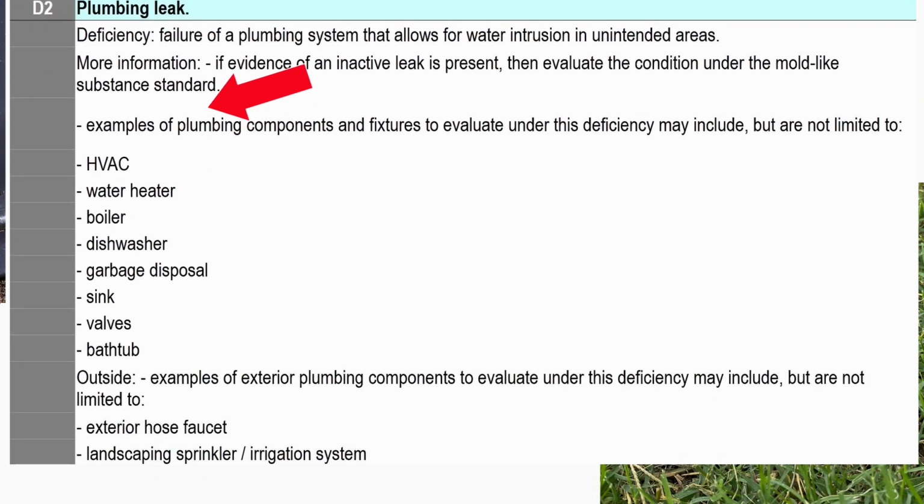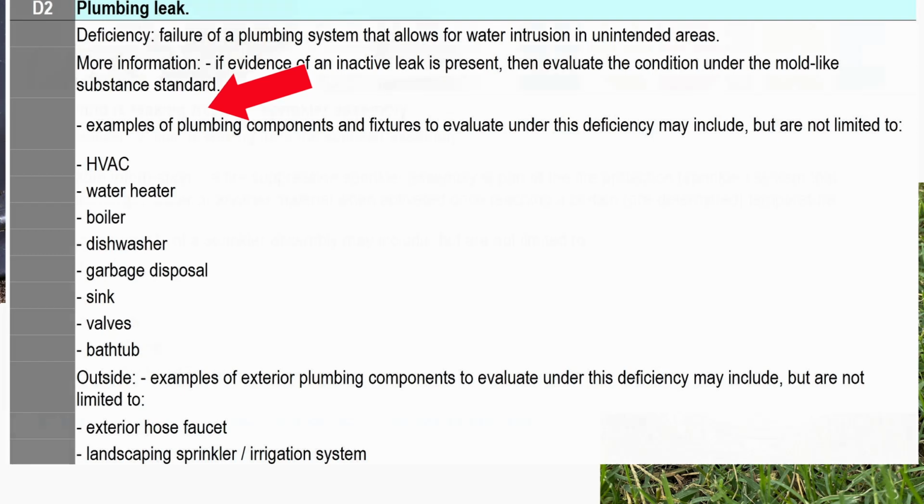Examples of plumbing components and fixtures to evaluate under this deficiency may include, but are not limited to, HVAC system, the water heater, a boiler, dishwasher, garbage disposal, sink, valves, bathtub. Outside examples of exterior plumbing components to evaluate under this deficiency may include, but are not limited to, an exterior hose faucet or a hose bib, landscaping, sprinkler, or irrigation system.